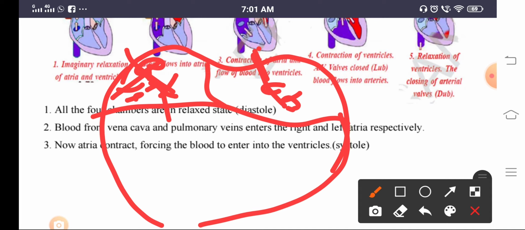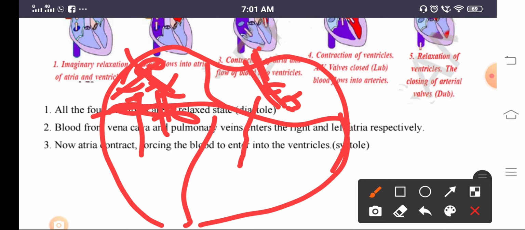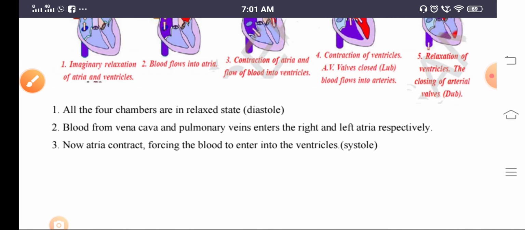When the right auricle and left auricle contract, blood goes from the right auricle to the right ventricle. From the left auricle, blood goes to the left ventricle. In this way, blood goes through the valves. Valves are present between the auricular and ventricular apertures, through which blood enters into the ventricles.